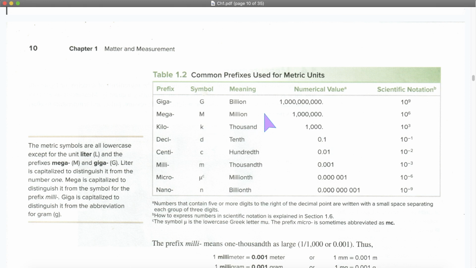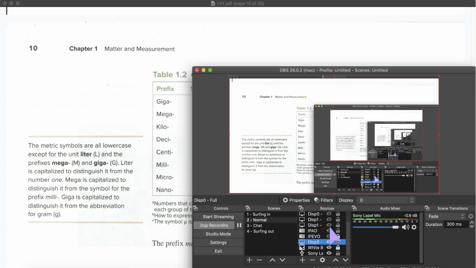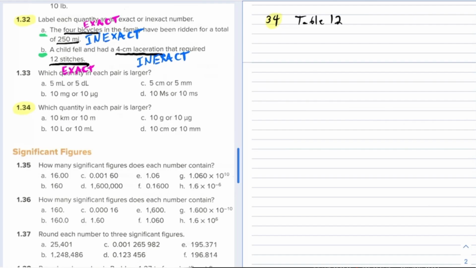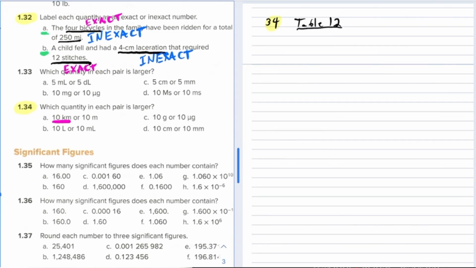Okay, so kilo, that means you have 1,000 of them. So that's bigger. And then these prefixes down here, these are smaller. A centi is 0.01 of a meter, so that would be smaller than a meter. So the prefixes up there are bigger, these ones down here are smaller. Okay, so kilo is definitely bigger than a meter. So I just wanted to show you that table real quick. So I'm just going to underline the 10 kilometers is bigger right there.